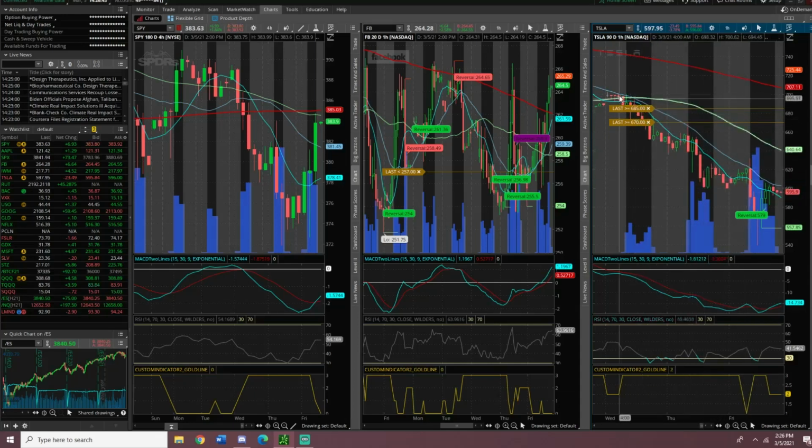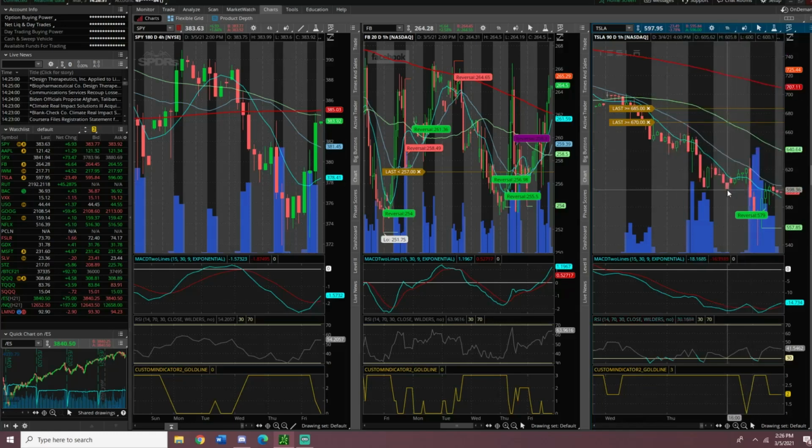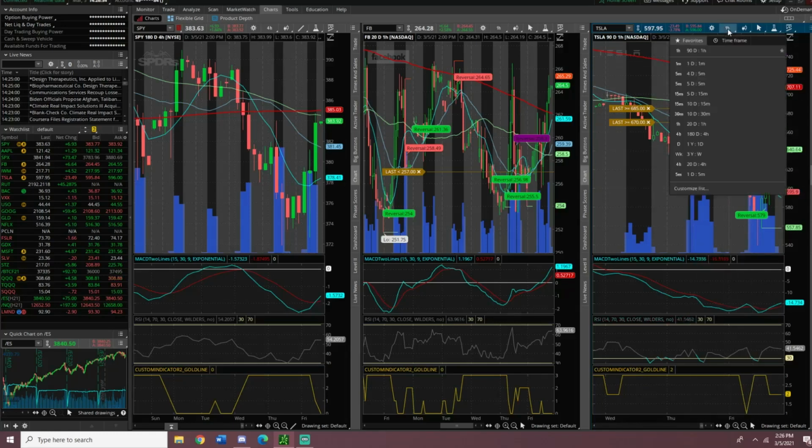But H, here's our leg. And then here's our little rounding out part. And then we head lower. I had entered on the 600 break and I sold around 590. Again, out of the money. I would not recommend doing this personally.